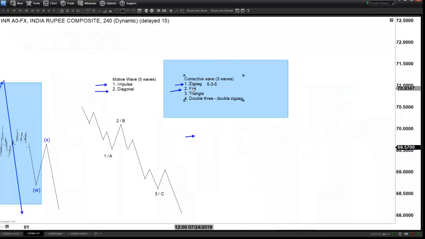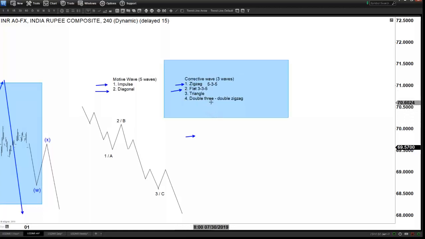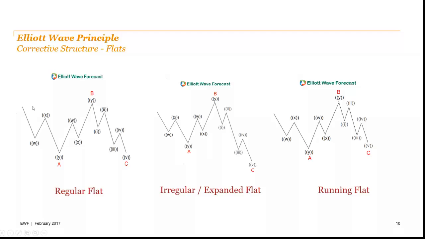Now in a flat, the B is almost breaking the beginning of the A. This one is almost like a 100% retest of the whole A. Okay, in the expanded flat, the B actually breaks above or below the beginning of wave A, right? I mean, a flat can be another way also. This is called, you know, a bullish market or bearish market. Now there is another flat which is like this. Let me show you.